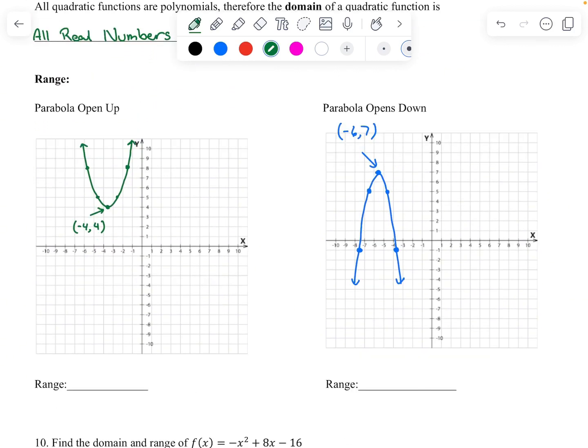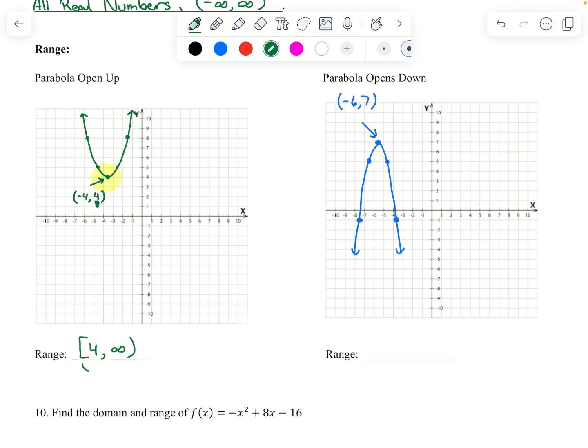Looking at the example to the left, the parabola opens upwards, making the vertex, which I just highlighted, the lowest point on the graph. What this means is that the 4, which I just underlined in green, is the smallest value in the range. So the range is going to be 4 to infinity. Now the bracket is here because 4 is included in the range.